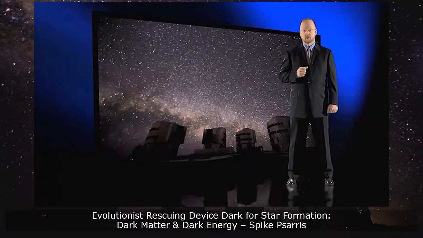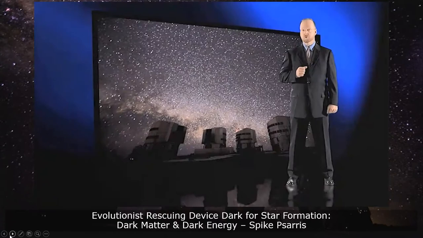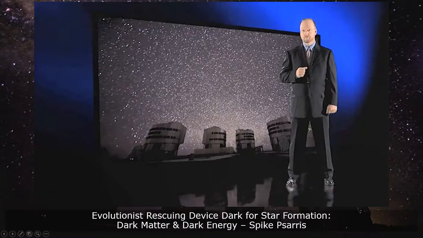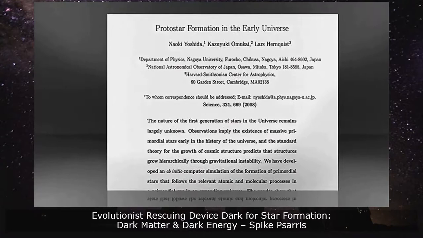So the evolutionists have a rescuing device. And the rescuing device that they're using now is dark matter and dark energy. And Spike Pizarros will talk about that. They'll say this problem has been solved because there were some announcements recently that claimed that it was. For example, here's a report about a computer simulation that supposedly showed how the very first star could form. And here's another. But here's what they aren't telling you.